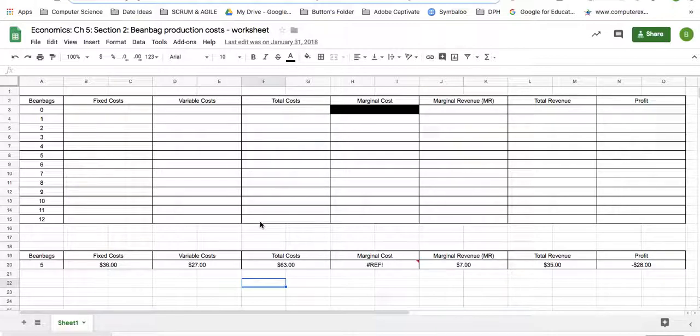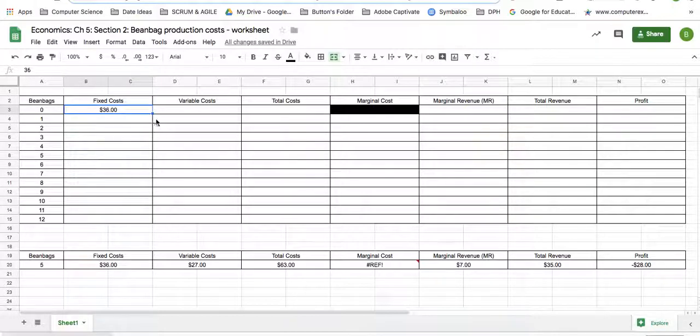So as we already covered in Chapter 5, Section 2 notes, we've talked about all these different terms. Now we're going to continue using the beanbag example for this. So we're going to start filling in this spreadsheet. What we're going to find is that when we talk about a fixed cost, it doesn't matter if 0 are being produced or if there's 12. So for this example, we're going to say that the fixed cost is $36.